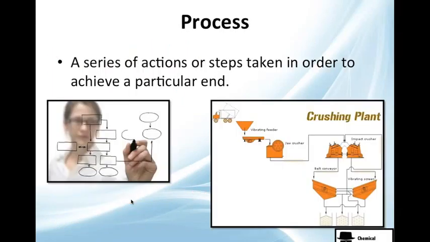Now, let's continue. I told you we're going to see process. Let's give a formal definition of process. A process is simply a series of actions or steps taken in order, it's important, in order to achieve a particular end or product. You may see, you start here, you go here, then you go here, you finish here, etc. I'd like to present to you a diagram of a crushing plant.